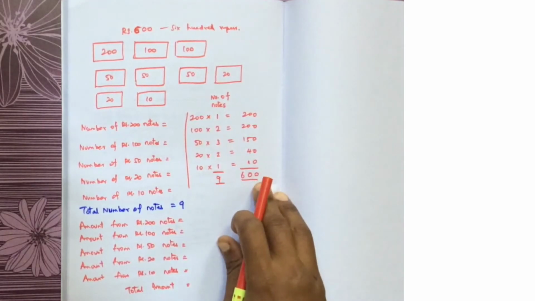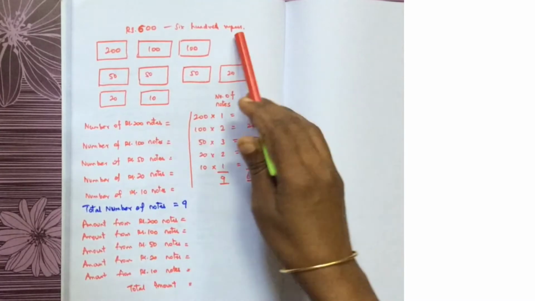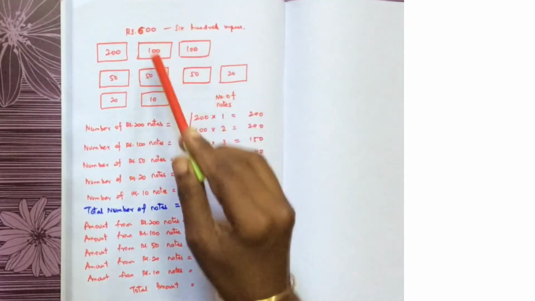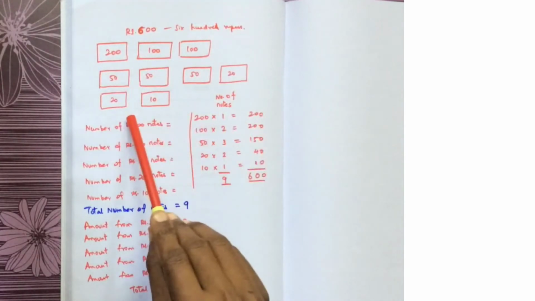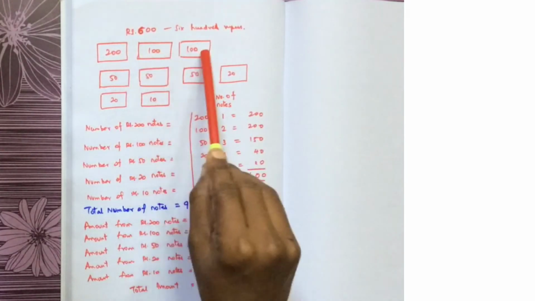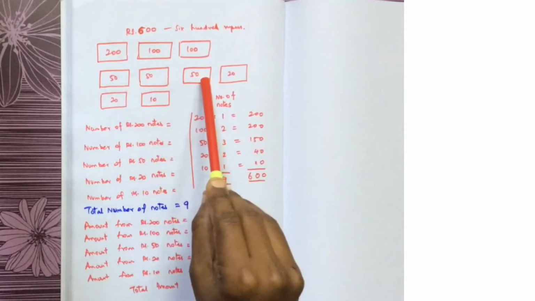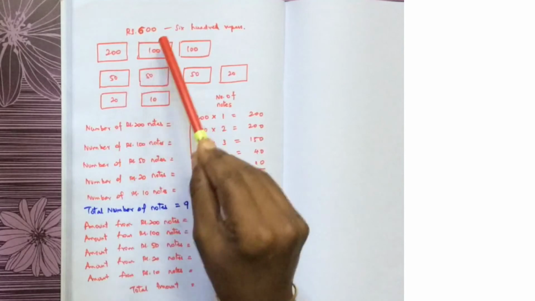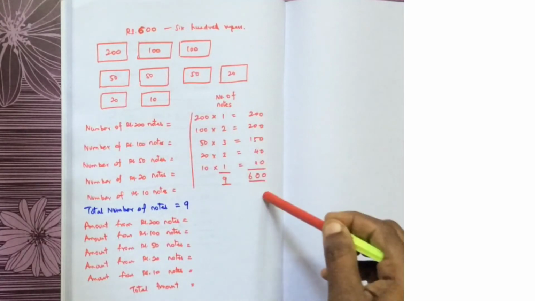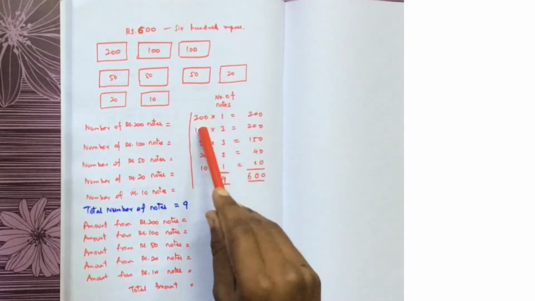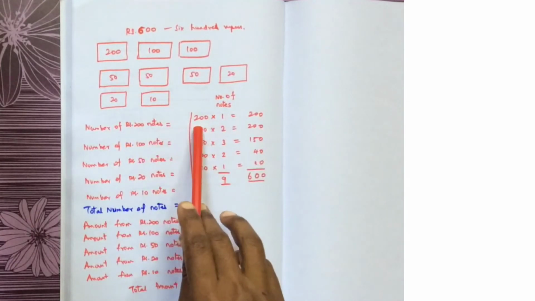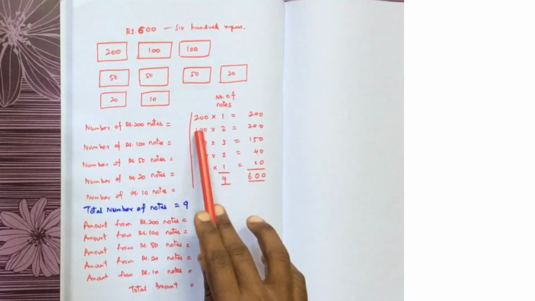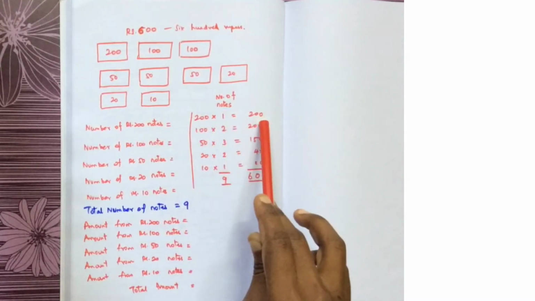Before proceeding to the problem, I want to clarify these things. Consider I am having 600 rupees. Okay, 600 rupees. So this is the denomination I am having: 1 note of 200 rupees, 2 notes of 100 rupees, 3 notes of 50 rupees, 2 notes of 20 rupees and 1 note of 10 rupees. If you count it together, you will get 600. This is the way you have to write the denomination. So here is 200 multiplied by the number of notes. There is only one 200 rupees note I am having. So 200 multiplied by 1 is 200.